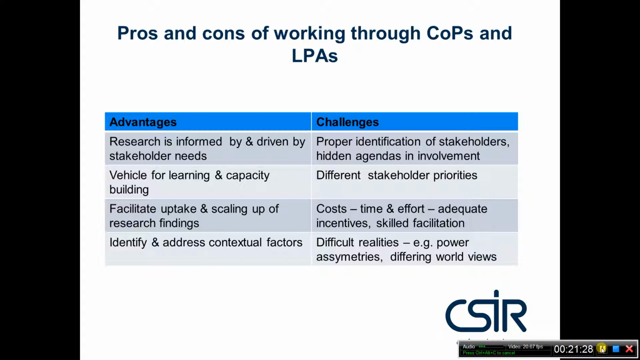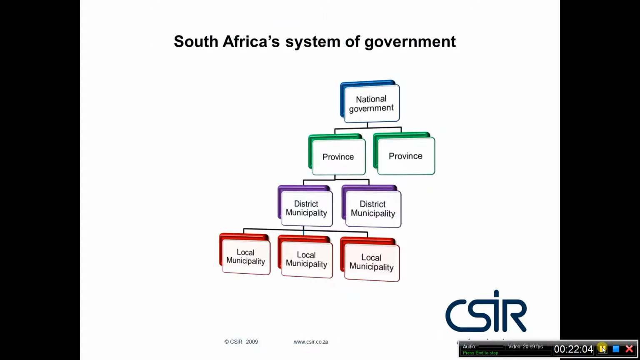And then the process of facilitating LPAs and COPs and ensuring that they work takes a lot of time and effort and skill, and that has to be provided for by a research project. And COPs and LPAs are meant to identify and address contextual factors in a research project. But then these are difficult realities. That process can be complicated by local power asymmetries and different worldviews, which can make it difficult to actually contextualize a project.